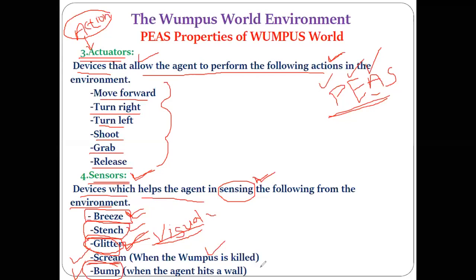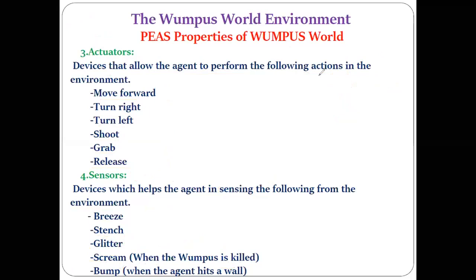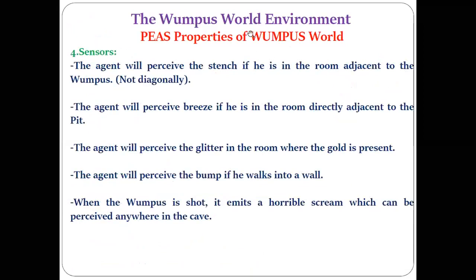We need that kind of sensors. Understood? For the purpose of detecting the bump, here I have written that when the agent hits the wall, that should also be detected, and for that purpose we need that kind of sensors. Understood the fourth property? Yes. Okay, that is related to the sensors.